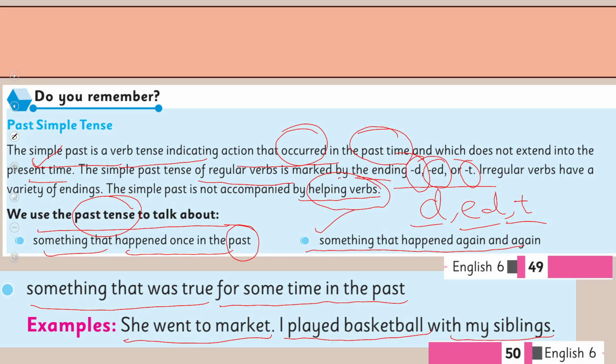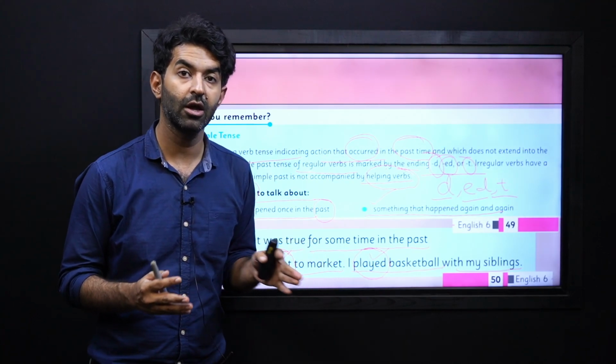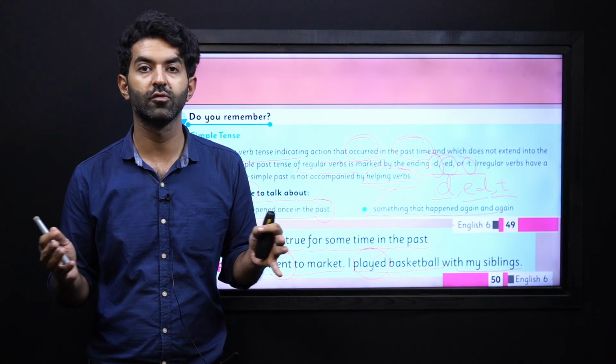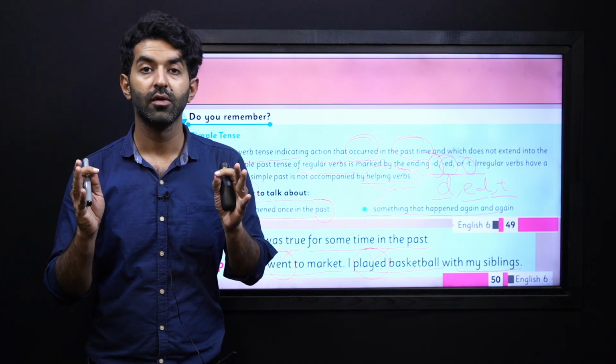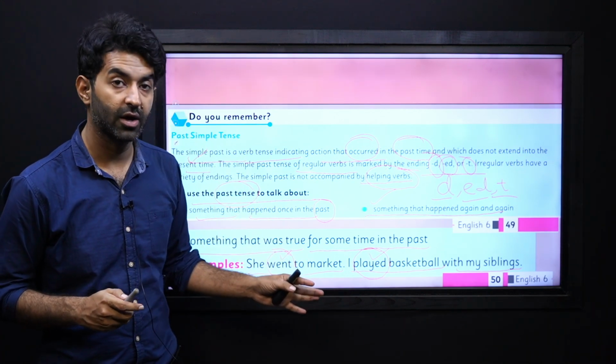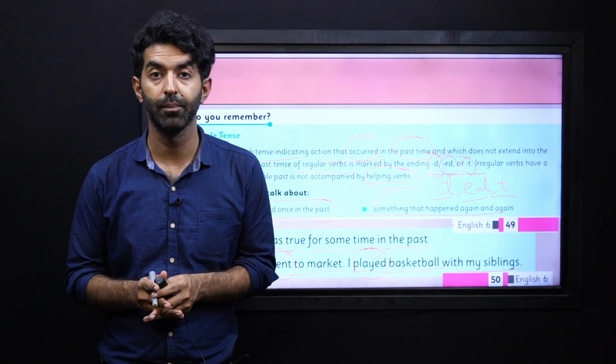Now, went. Is it a regular or irregular verb? This is an irregular verb because it's not ending with ed. I played. Is it a regular or irregular verb? It is a regular verb because it's ending in ed. Now, there are no helping verbs. You can see no am, is, are, was, were, nothing. So, this is a past tense in the simplest form that we can have.